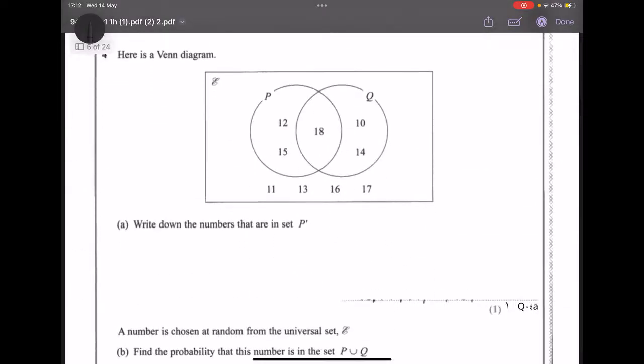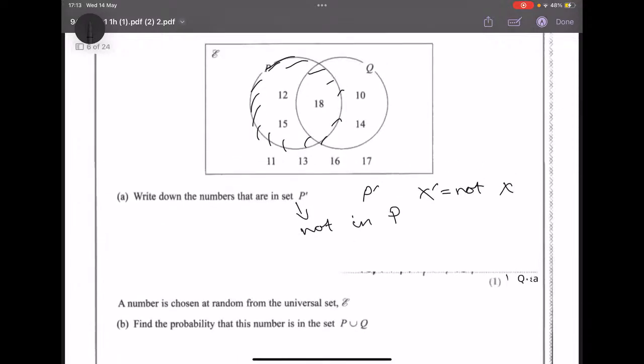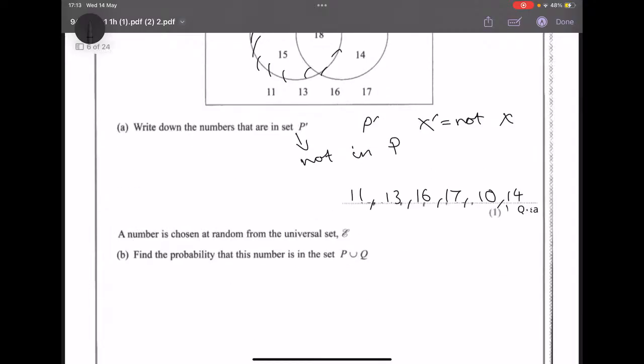Moving on to the next question is a Venn diagram question, as we are asked to write down the numbers that are in set P complement. Now, the complement sign means not something, so x complement would be not x. That means in this question we are asked to find the numbers that are not in P. As you can see, P is everything inside here, even if it's on the intersect. So all the numbers that are in set not P are 11, 13, 16, 17, 10 and 14. That's quite simple for 1 mark.